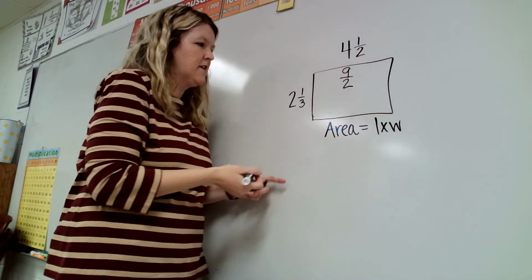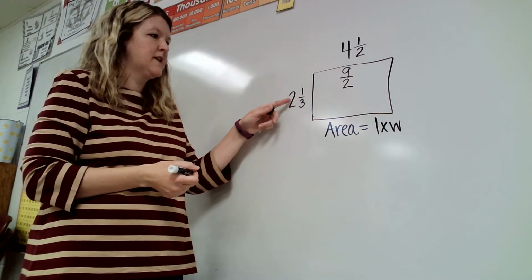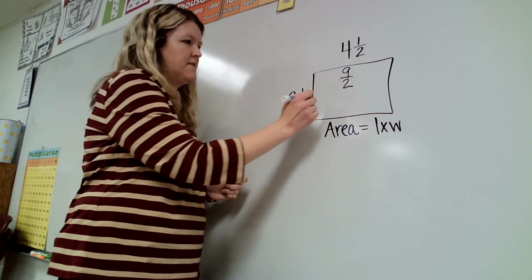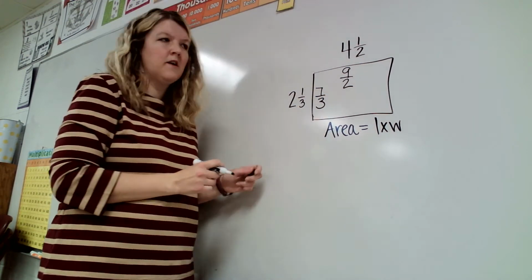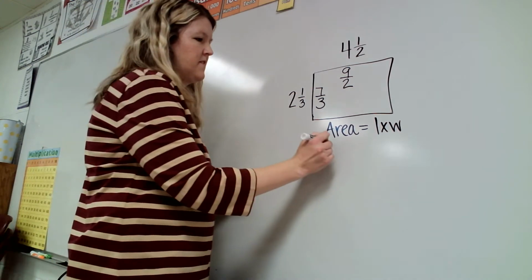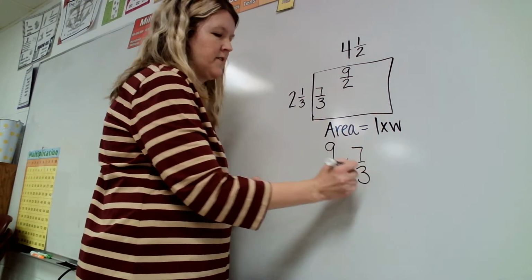So then here, I've got thirds. So how many thirds are in 2? So 3 times 2 gives us 6, plus 1 gives us 7. So this one's going to be 7 thirds. So now I can just multiply like I would do with 2 fractions. So I've got 9 halves times 7 thirds.